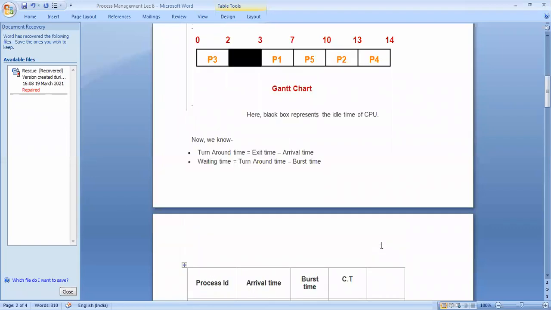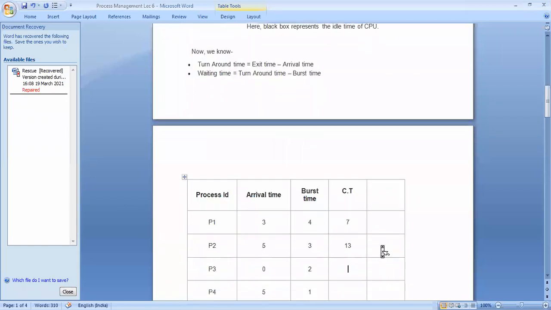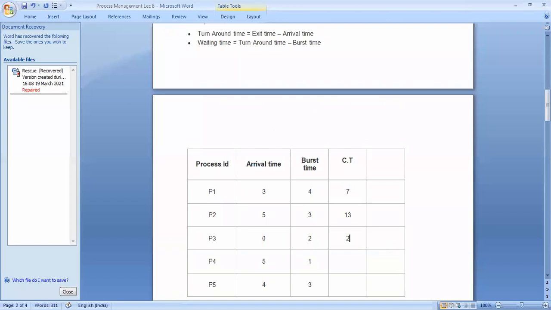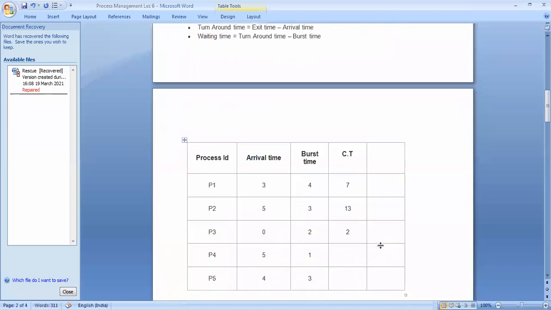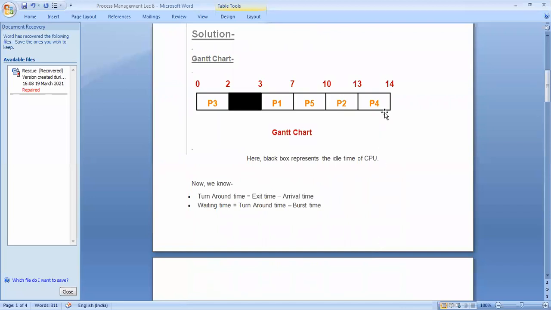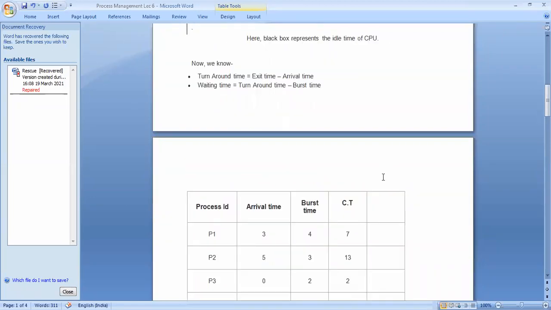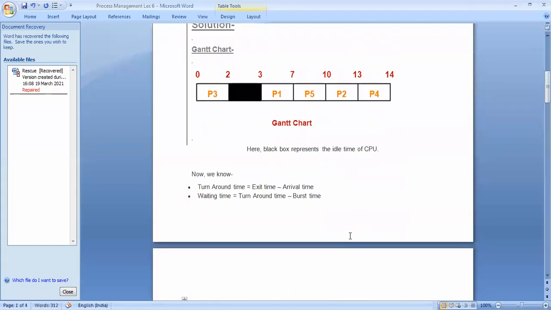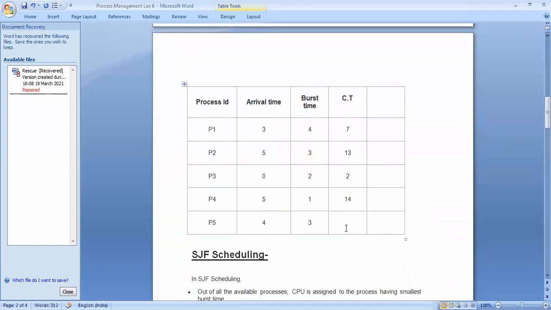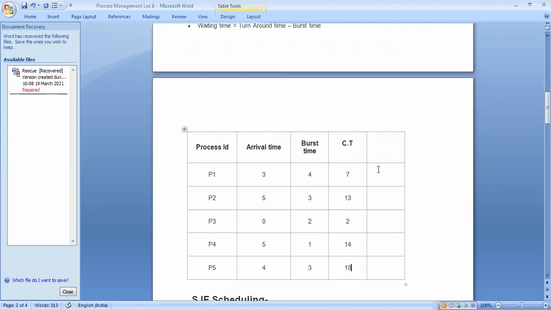P3, P3 is 2. Yes. Anyone have any doubt? Next P4. So P4, that means 14. Completion time is 14. Anyone have any doubt? Please ask the question. And P5. P5 completion time is 10. Okay, very good.